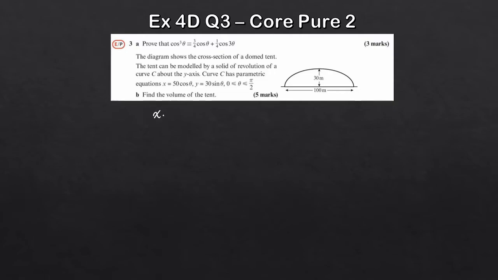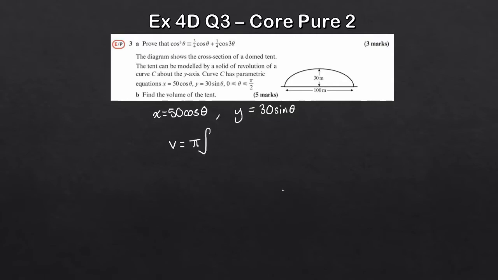So x is 50 cos theta. y is 30 sine theta. And where are we finding it about? So we're doing it about the y-axis, okay? So in other words, if we write out what the volume is, V is going to be equal to pi times the integral.